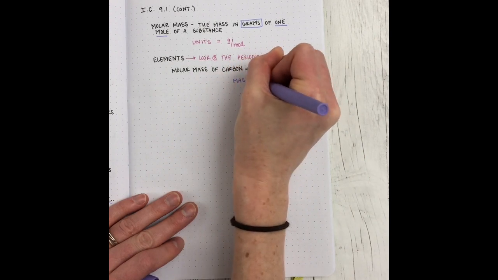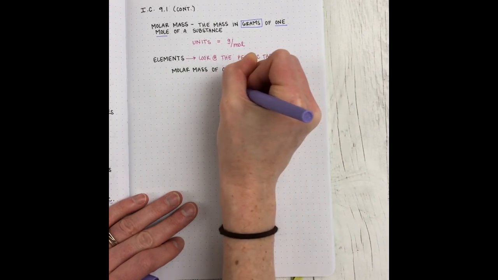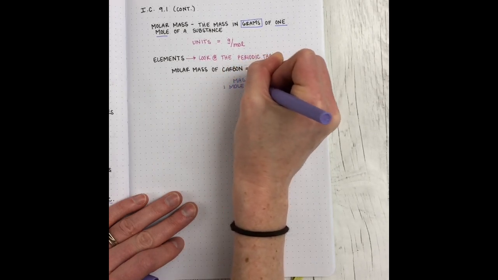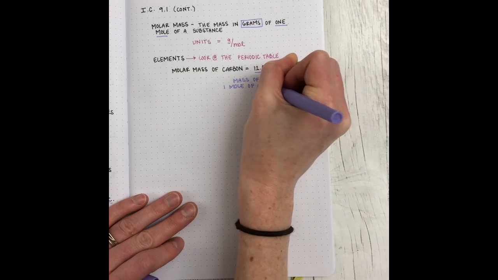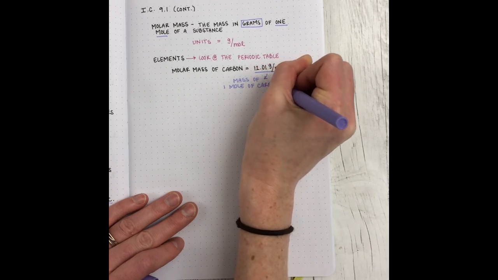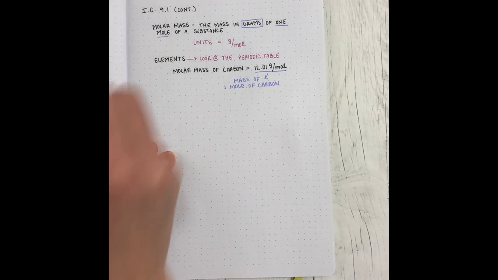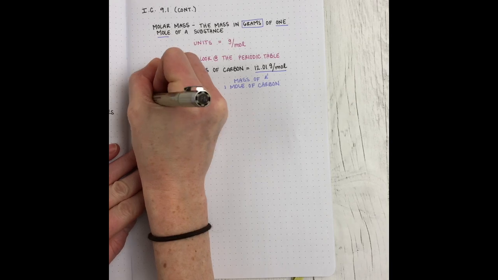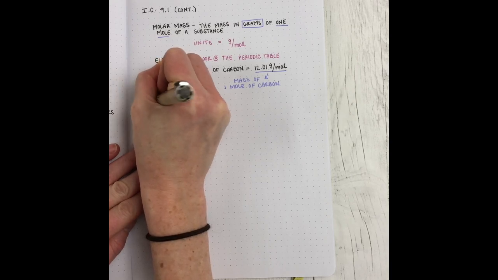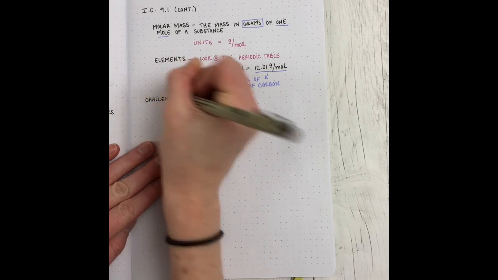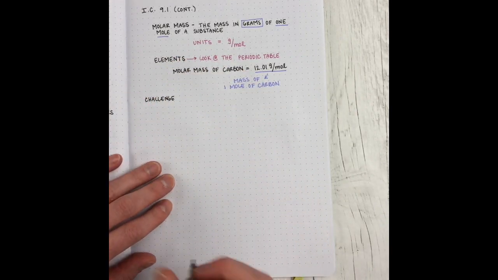But all you have to do to figure out the molar mass of an element is just look directly at the periodic table. So the molar mass of nitrogen, 14.01. Molar mass of oxygen, 16.00. And again, this number represents the mass of 1 mole of the element. So in this case, it's the mass of 1 mole of carbon. So determining molar mass for elements is very simple, as long as you look at the periodic table and you remember the units.